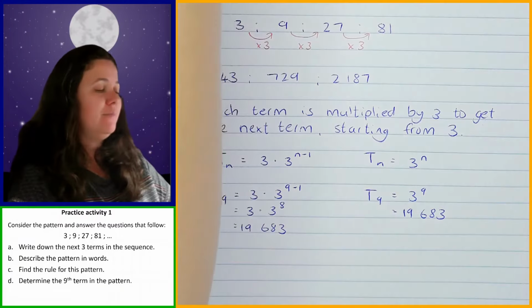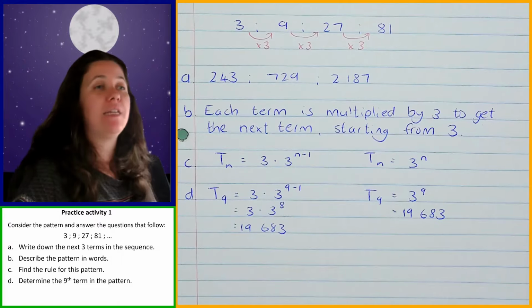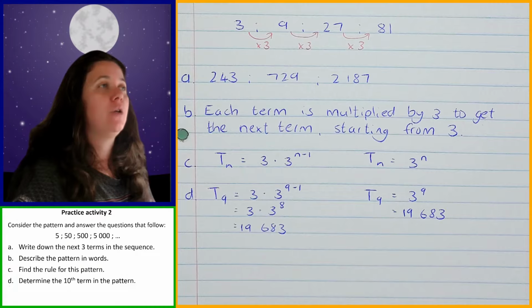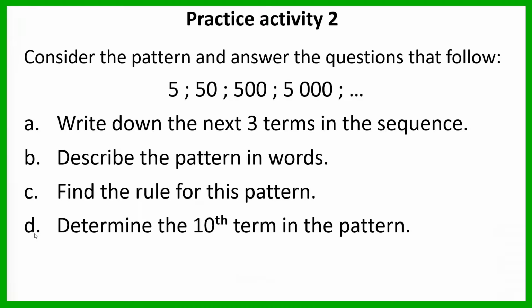Right, now we're going to go on to the next example. In question 2, you've got the pattern 5, 50, 500, 5,000. Again, you need to find the next three terms, describe it in words, find the rule, and then find the 10th term in this pattern. I'm going to give you 2 minutes for this one as well.